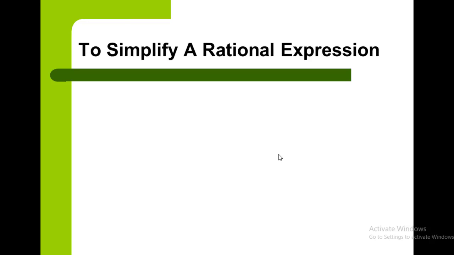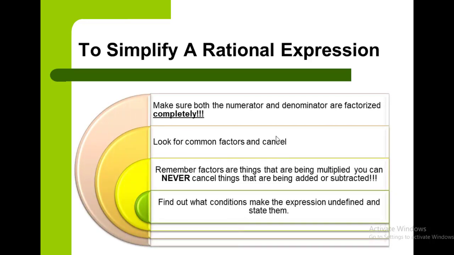To simplify a rational expression, we have some steps. Number one, make sure both the numerator and the denominator are factorized completely. Look for common factors and cancel. Remember, factors are things that are being multiplied. You can never cancel things that are being added or subtracted. Find out what conditions make the expression undefined and state them.